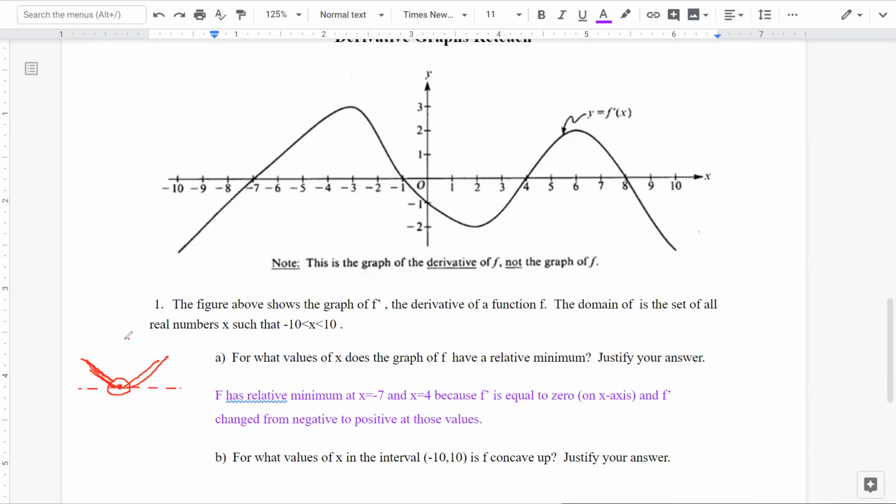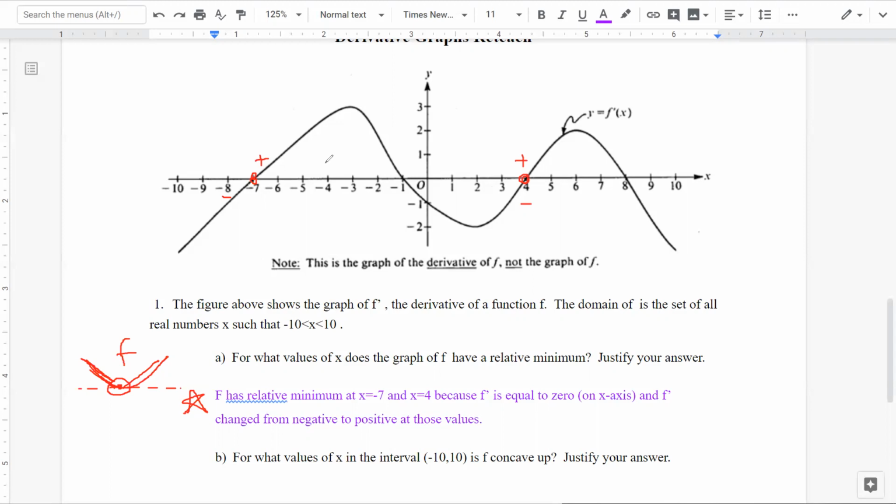So it looks like this on f, but when we go to f prime, we're just graphing the derivatives. So the derivative is 0, and it's going from negative to positive. All right, so that's the reasoning, and that's our explanation and our justification when given a graph.